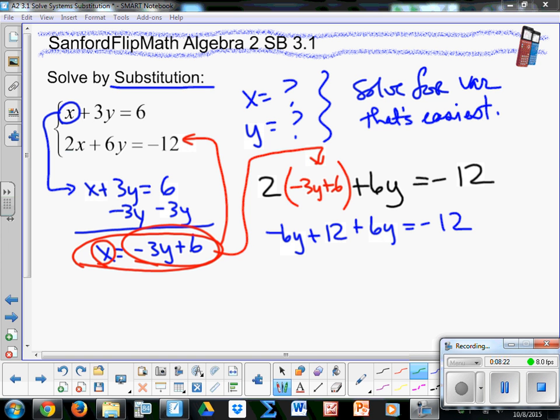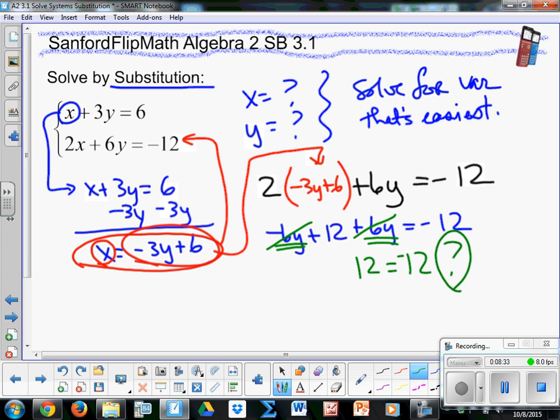So what I have here is, notice negative 6y plus 6y. Those happen to go away. And what I'm left with is 12 equals negative 12. Isn't that interesting? Well, here's the situation. What has happened is we have no solution. Okay, so anytime the variable disappears, then either something's true or something's false.